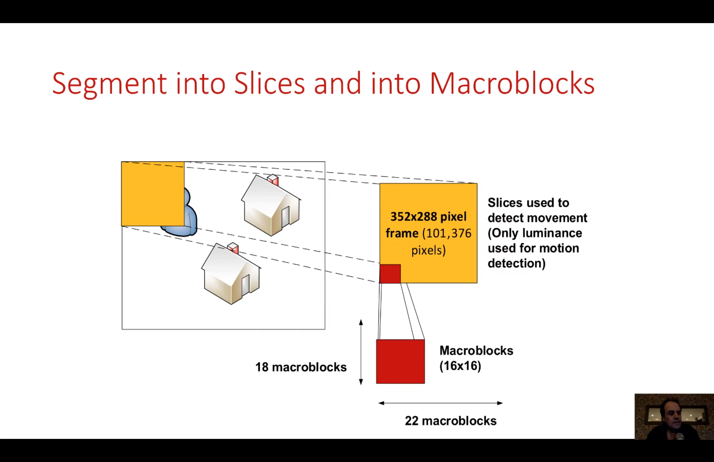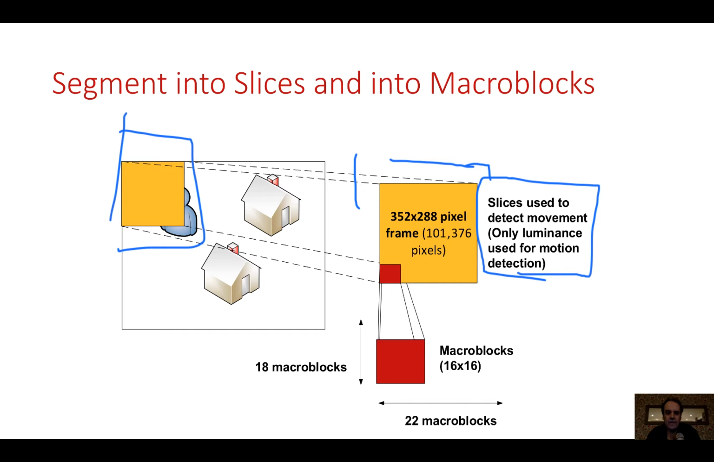How it does that is it segments the image down into what are called slices. These slices are made up of large pixel blocks, and it is these slices that are used to detect the motion within them, inside the image. Only luminance is used, so only the Y component. There's no color. Inside each of these larger slices, there are a number of macro blocks.